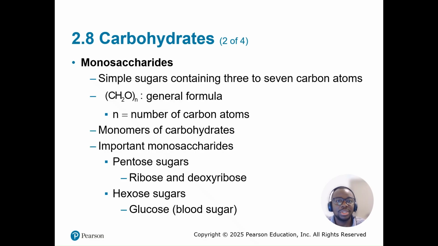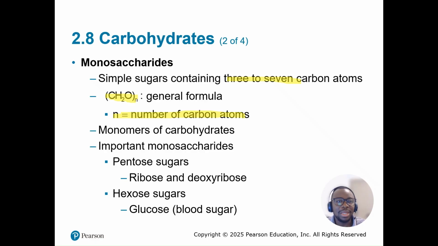Monosaccharides are also called simple sugars, and they are single chain or single ring structures containing 3 to 7 carbon atoms. Usually, the carbon, hydrogen, and oxygen atoms occur in a ratio of 1 to 2 to 1. So there's a general formula for monosaccharides written here as CH2O in brackets with subscript n, where n is the number of carbon atoms.